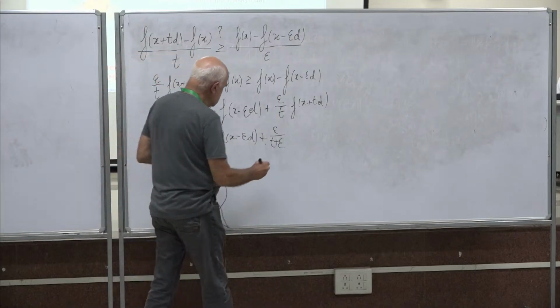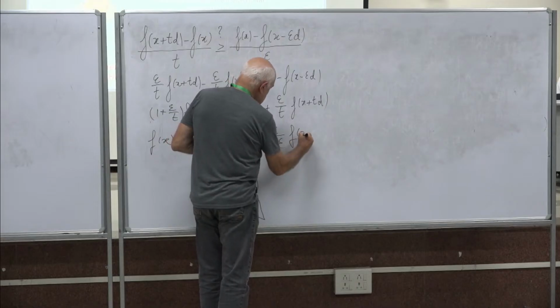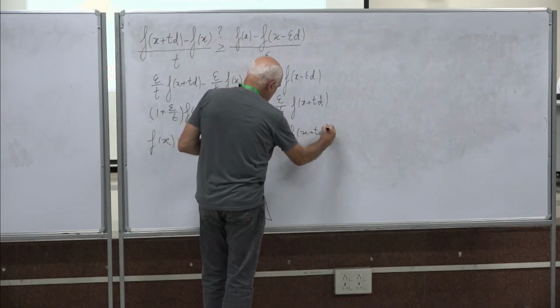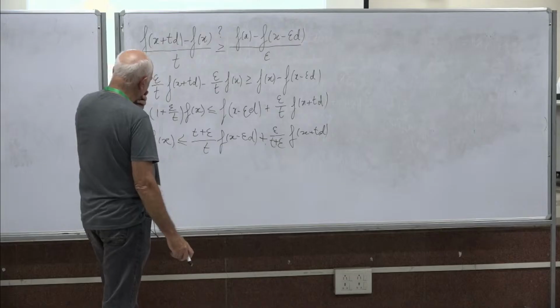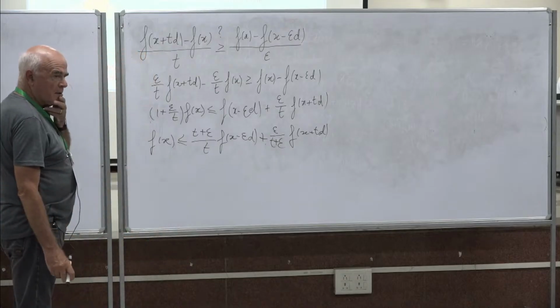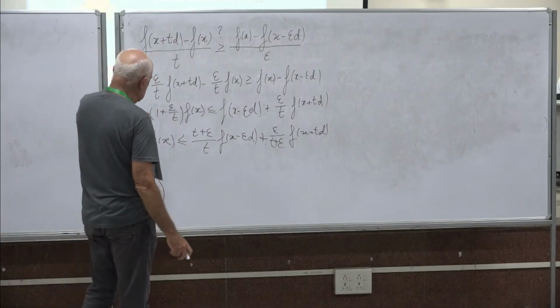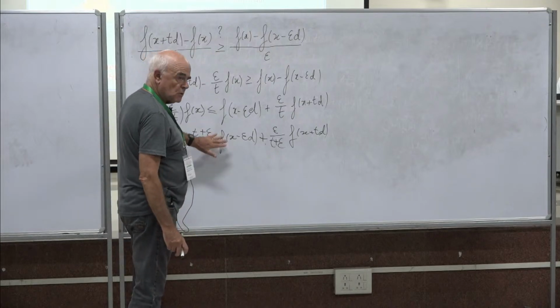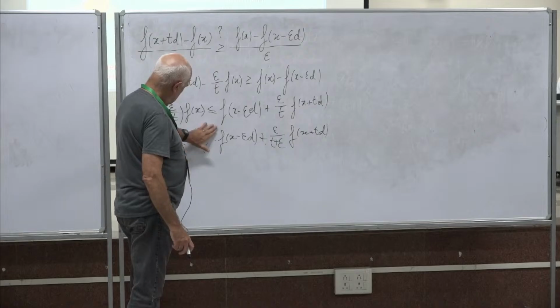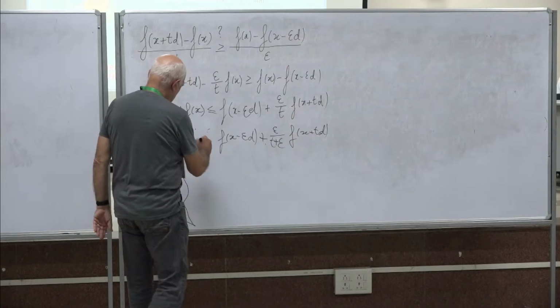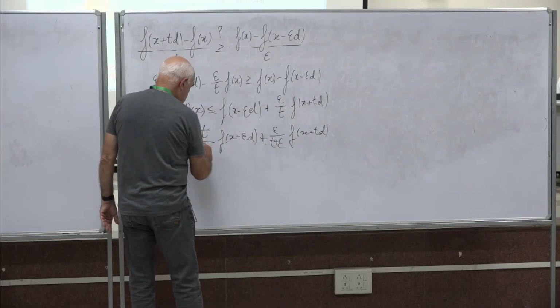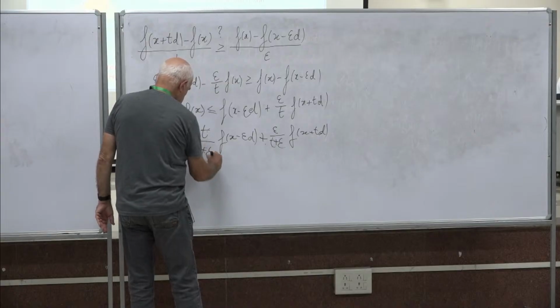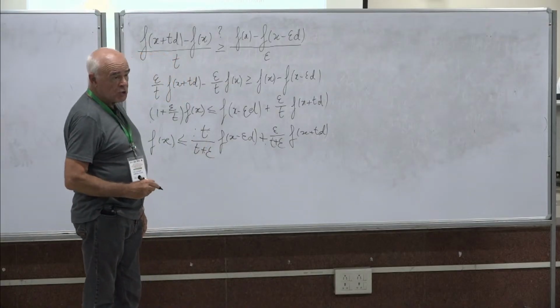Yes. Then again, I'm having troubles. Sir, first constant. Sorry? T upon T plus epsilon. Here it's wrong. T over T plus epsilon. And why is this true?